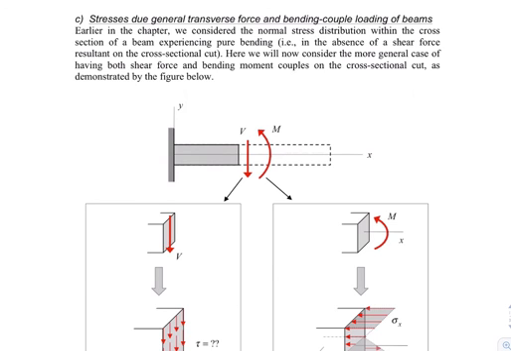Up to this point in our discussion of bending beams, we have focused strictly on the pure bending case. That is, locations along a beam where the shear force is zero. Now what we're going to do is come back and look at the more general case where both a non-zero shear force and non-zero bending moment exist.